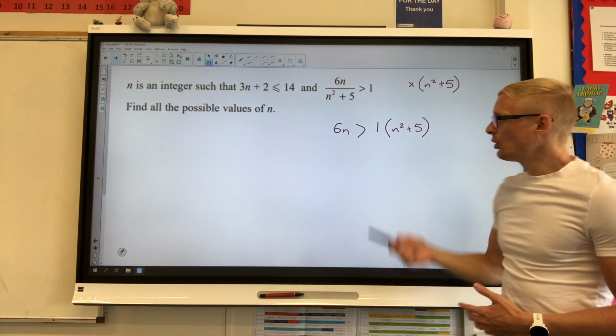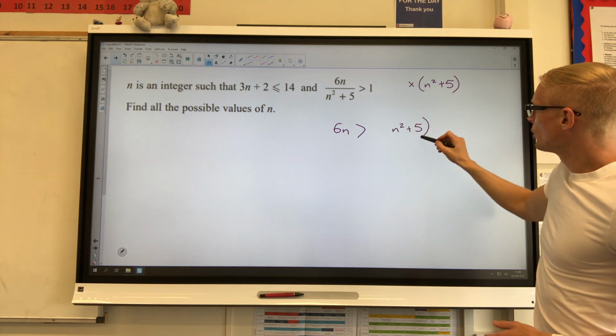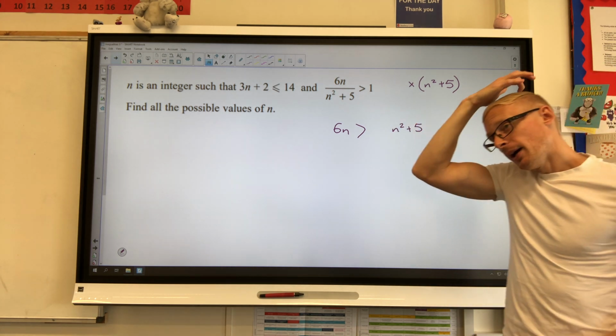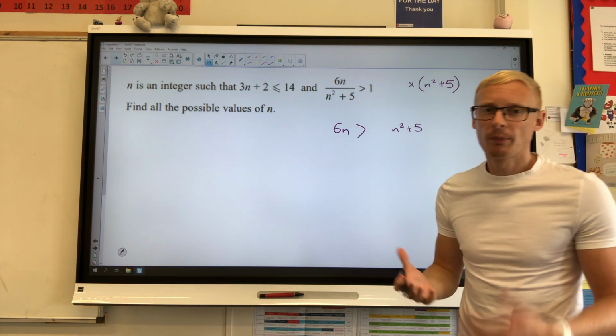Now, in reality, you don't need to write the 1 there, because 1 multiplied by this is just going to give you that. So if you wanted to just write that, you can. But I want you to understand that you're multiplying by that number. It just so happens that number is 1.